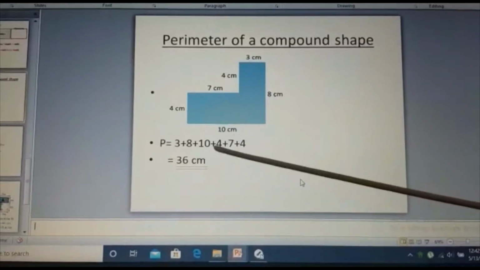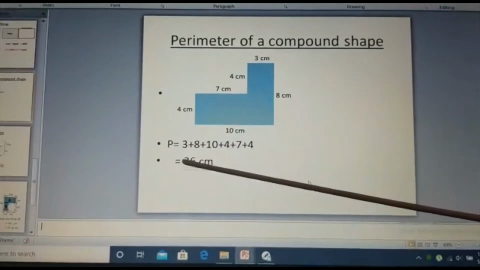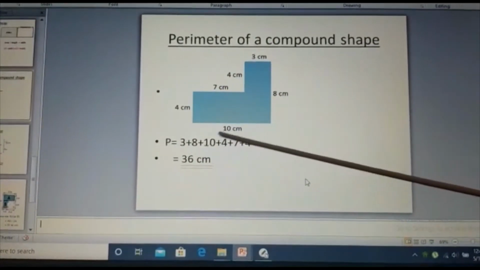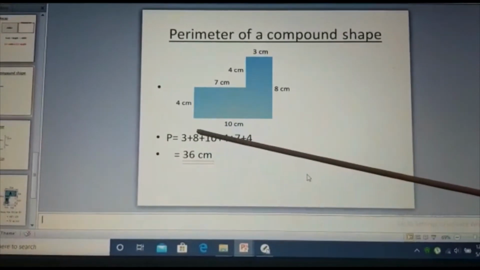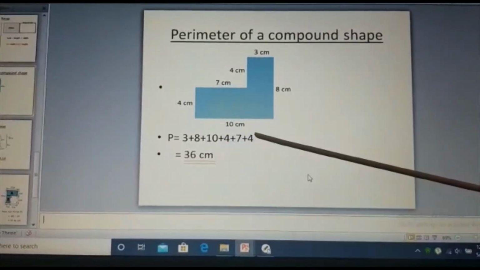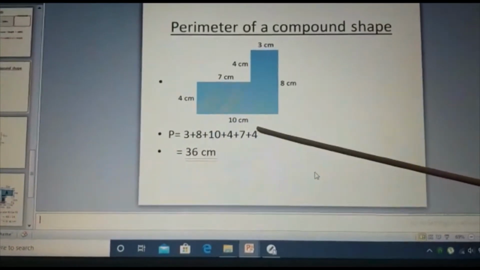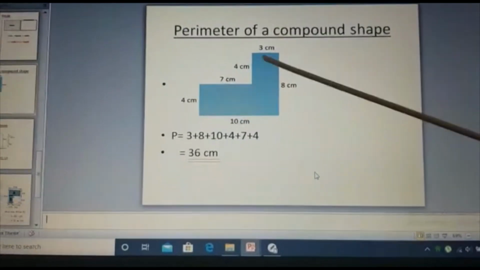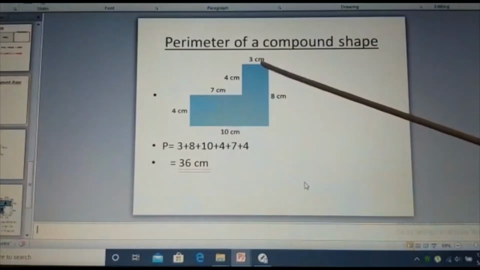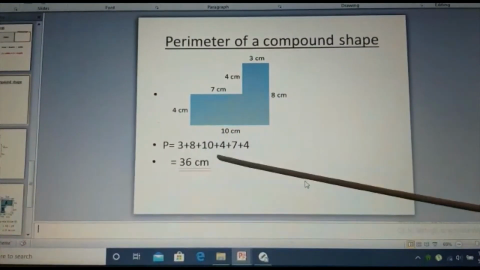So here also, how you can do it easily, just pair the numbers. 7 plus 3, that is equal to 10. 10 plus 10, 20. 20 plus 8, 28. 28 plus 4, 32. Is it? 32 plus 4, 36. So like that you can do it easily. And what is the unit given here? It is centimeter. So 36 centimeter.